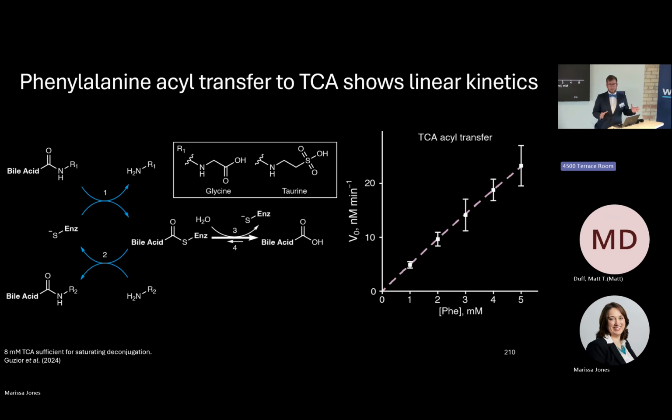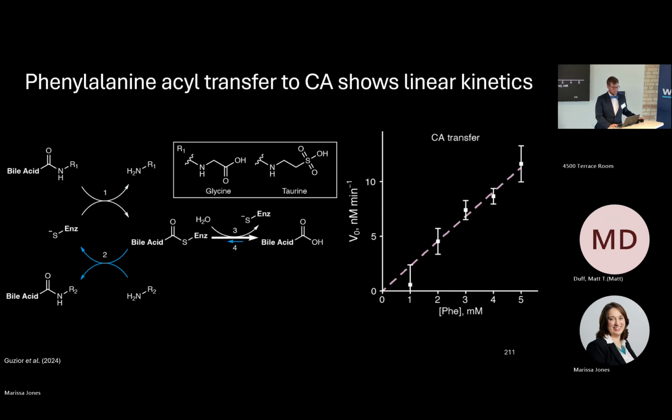So characterizing this activity itself and incubating with taurocholic acid here, this demonstrated linear kinetics, which might be frustrating at first, but it reinforces our model in that the amino acid itself is just trying to outcompete water, whereas as you increase the concentration of different amino acids, it's going to be more readily able to outcompete water. And we saw the exact same thing when we used cholate alone.